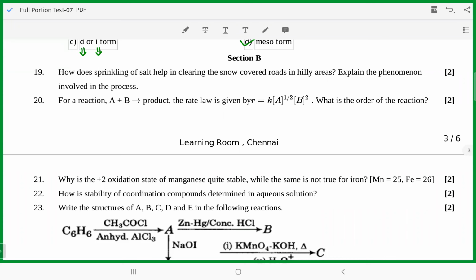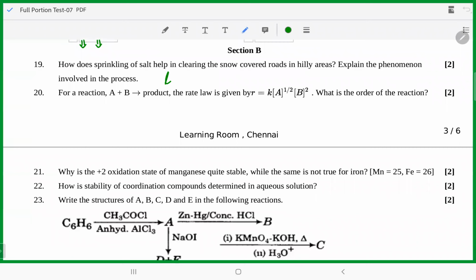Okay, very good. So lowering of freezing point. So what is the answer? Lowering of freezing point. Very good. And then, for a reaction A plus B gives product, the rate law is R equals K[A]^(1/2)[B]^2. What is the order of the reaction? Here you take 1/2, which means 0.5, plus 2, it becomes 2.5. That's all. The order of the reaction is 2.5.